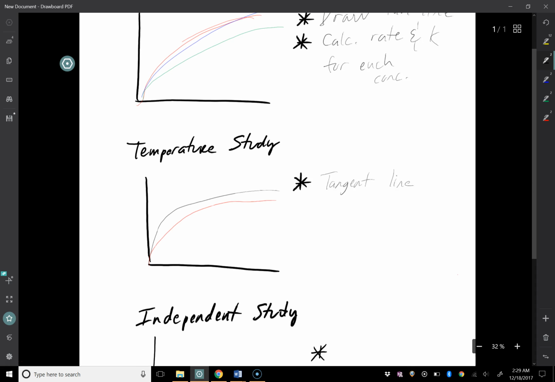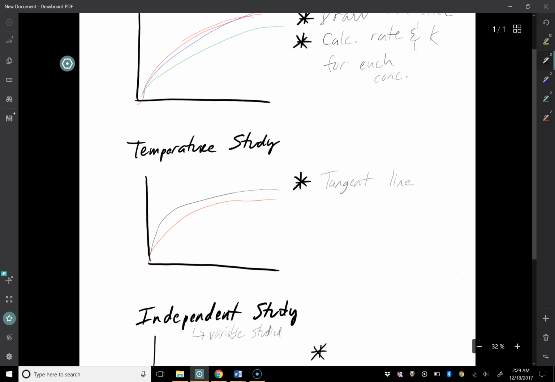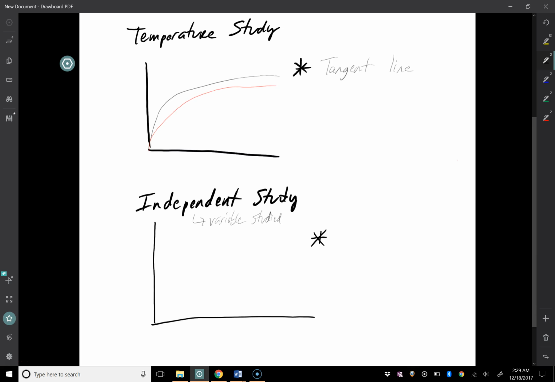And finally, we have your independent study. Please be more specific than just saying independent study. Tell me which variable that you studied. You didn't study independence, you studied something else. And you should have minimally 2 different volumes to look at. Again, give me the tangent line. You don't have to go through and calculate the rate in K. I'm sure you'll get pretty sick of that.